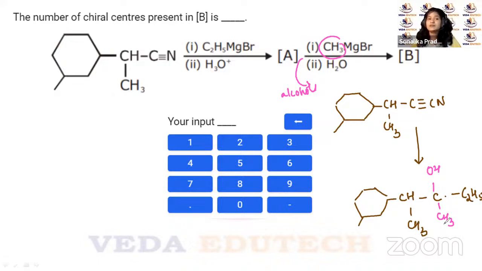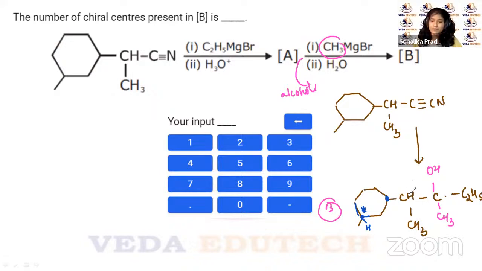Now here it is being asked the number of chiral centers present in B. So if this is A and this is B, what is the number of chiral centers? Let us check. Where can it be possible? It is possible here. We can see 1, 2, 3, and the fourth group is hydrogen. So this is one chiral center. Now, if we look at this center, is this a chiral center? No, this is not a chiral center.